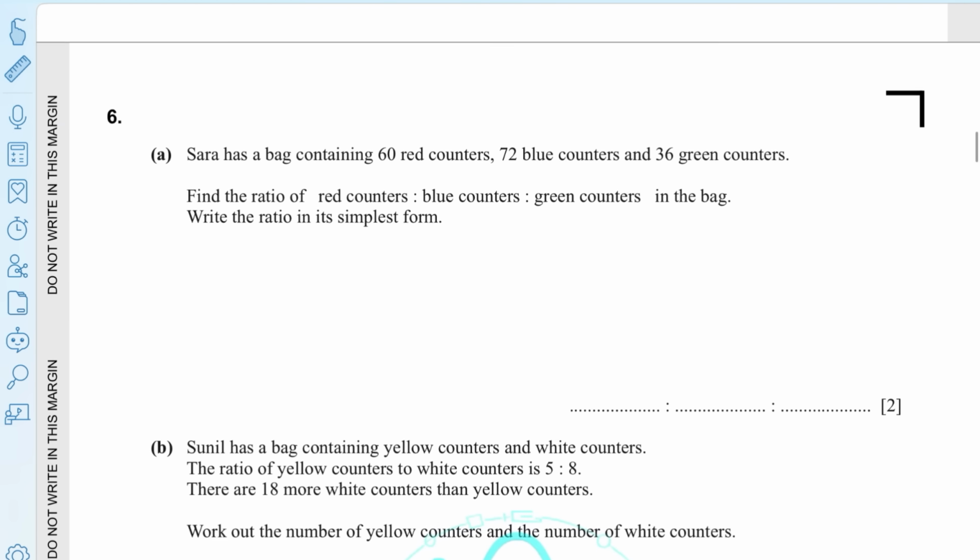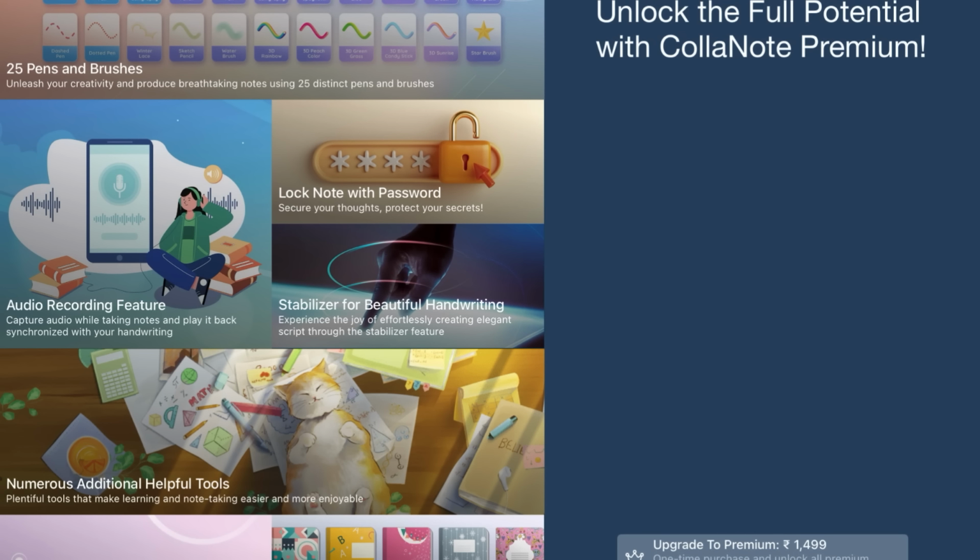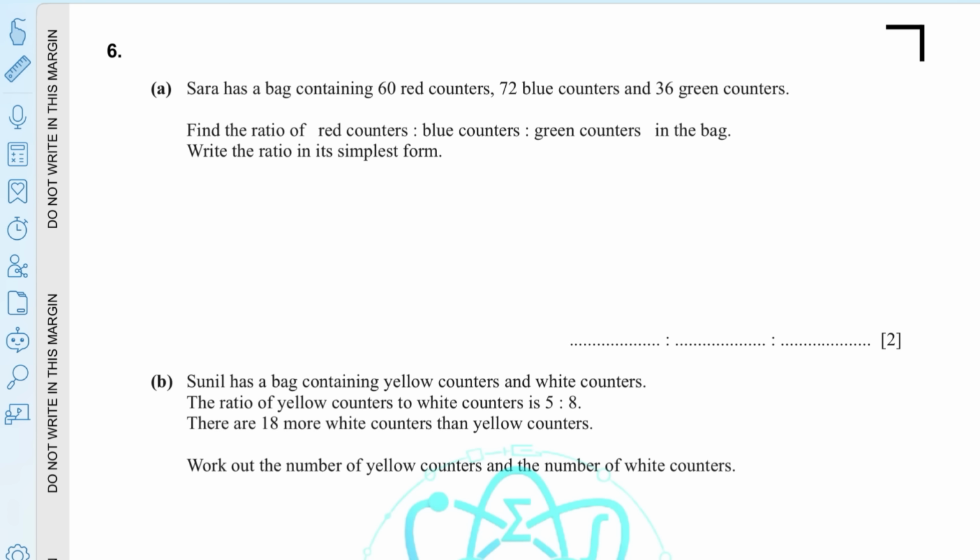Okay, question number 6. Question number 6 is given a ratio. So the person has 60 red counters, 72 blue counters and 36 green counters. So find the ratio in simplest form. So it's given 60. The first one is red, right? 60 is red. The second one is blue, 72, and the third one is green, that is 36.